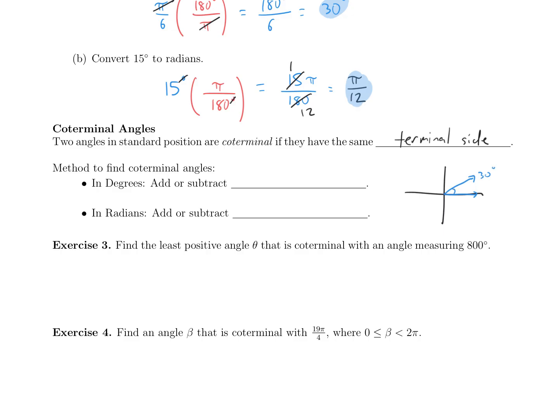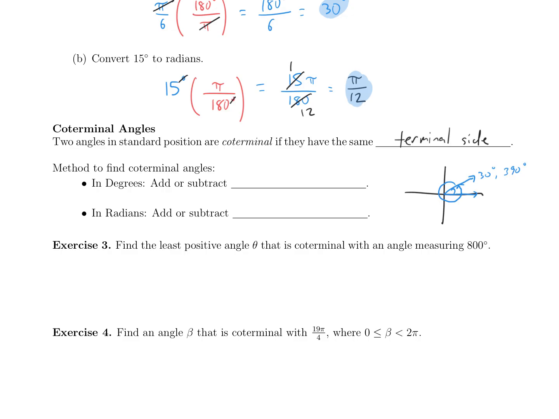And then you went around 360 degrees. Then you're going to get a new angle with the same terminal side. So if you add 360 to 30, 360 plus 30 is 390. So those two angles are considered coterminal because the terminal side lies on exactly the same place.